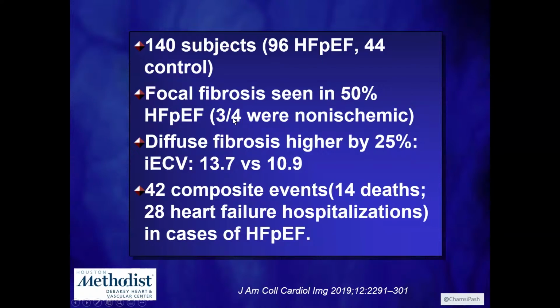3/4 were non-ischemic in origin, meaning they did not follow a coronary artery disease distribution. The diffuse myocardial fibrosis was higher by 25%. If you look at the indexed ECV, 13.7 versus 10.9, and there were 42 composite events in this patient cohort.